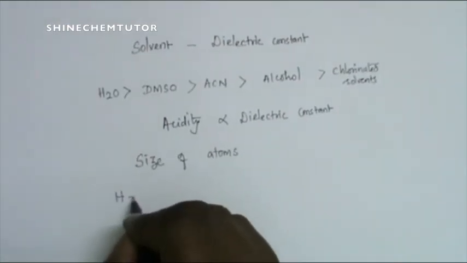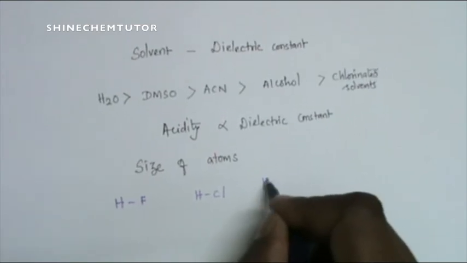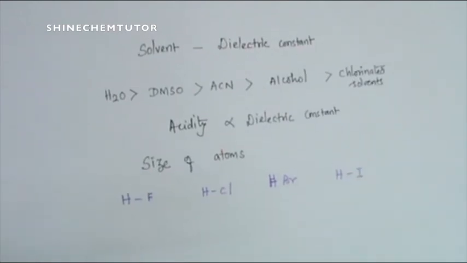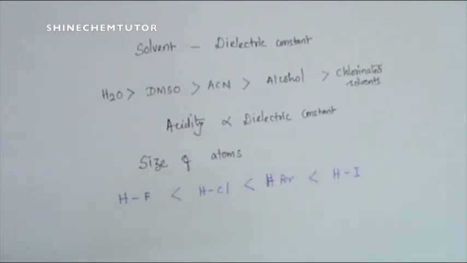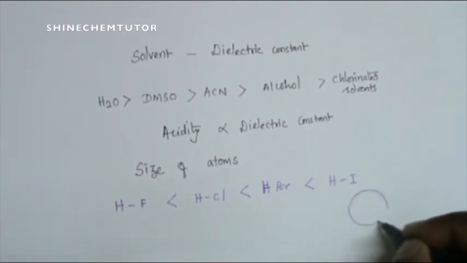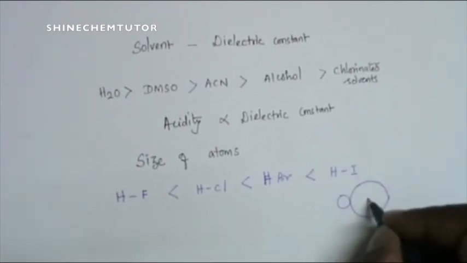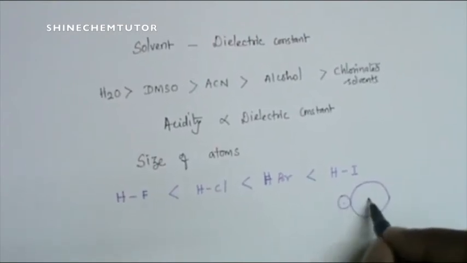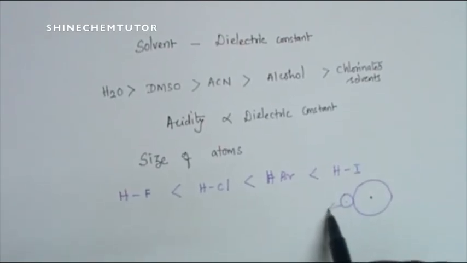To explain that, I go for HF, HCl, HBr, HI. HI is stronger acid compared to HF. The reason: the size of iodine is very big compared to size of hydrogen atom. The nucleus is in the middle. Because of that, the attractive force between hydrogen and the iodine nucleus is very less. So this hydrogen can be easily released.